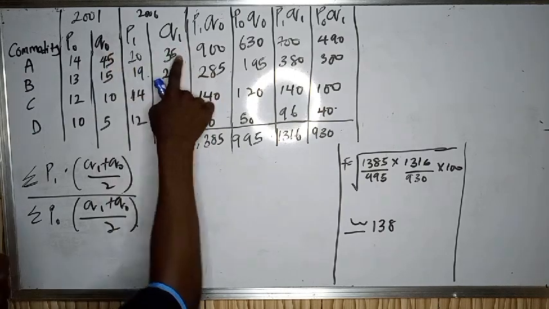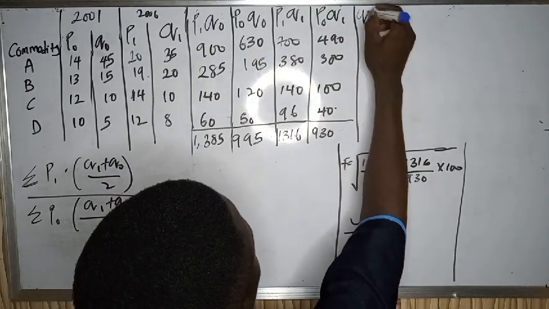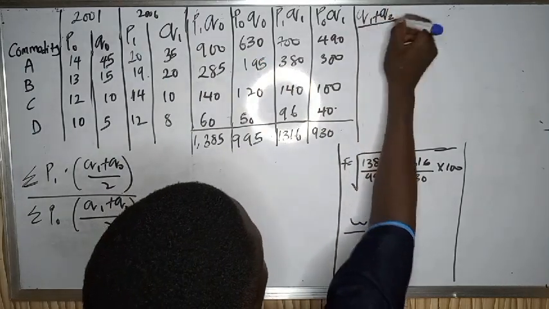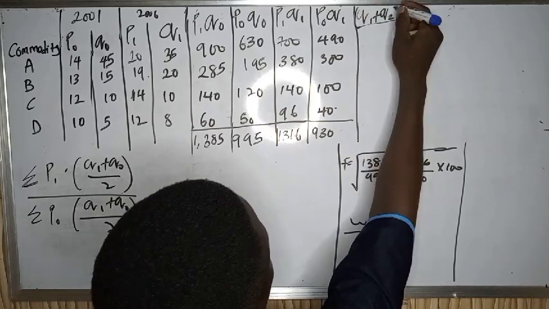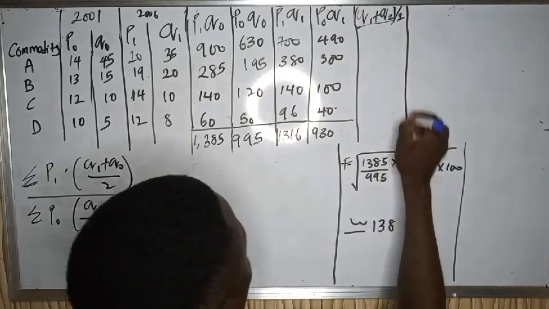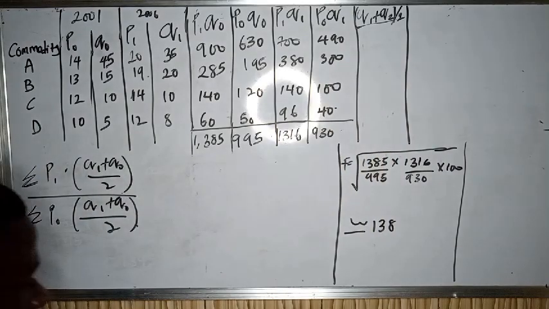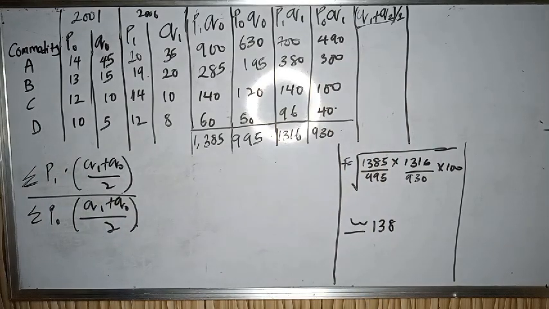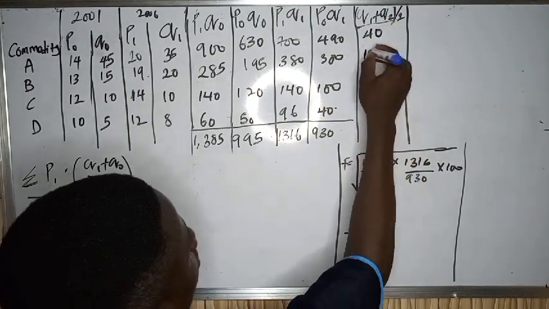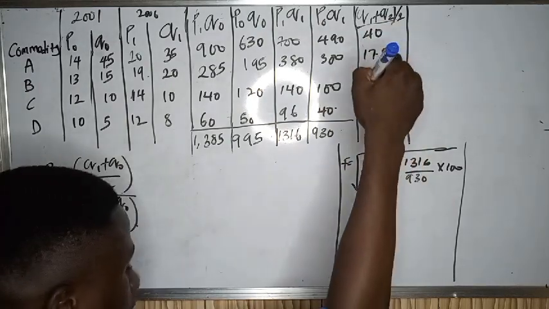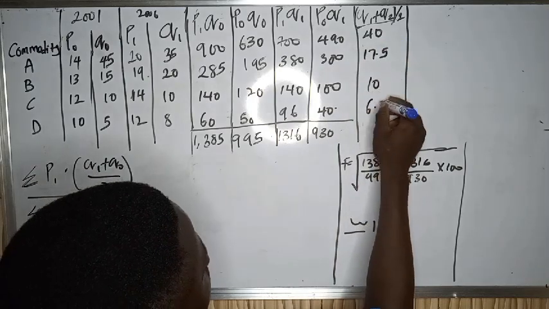So 45 plus 35 divided by 2. So Q1 plus Q0 over 2. You should get that from up there. So when you do the calculation, you'll be having 40, 17.5, 10 and 6.5.